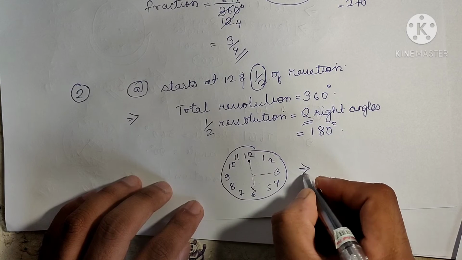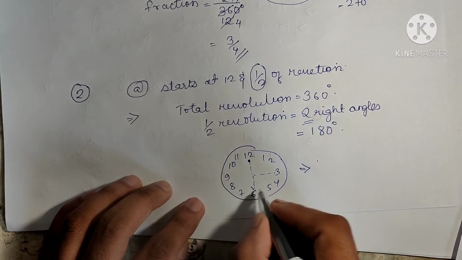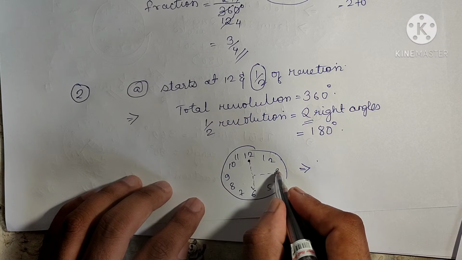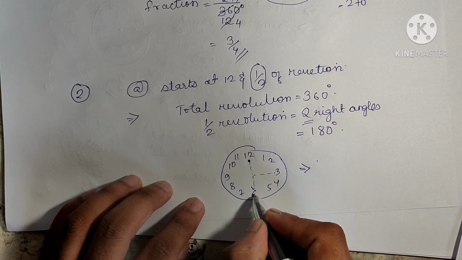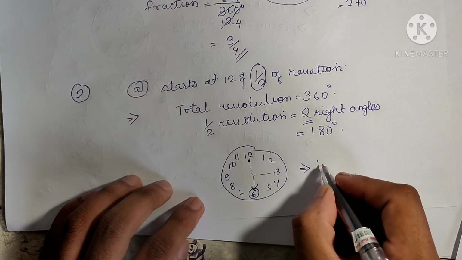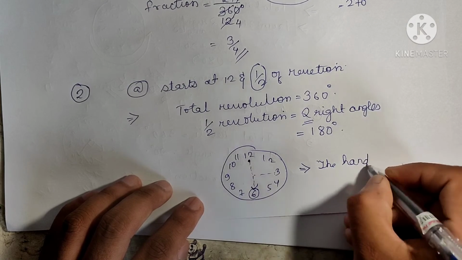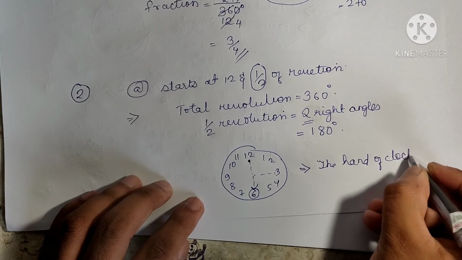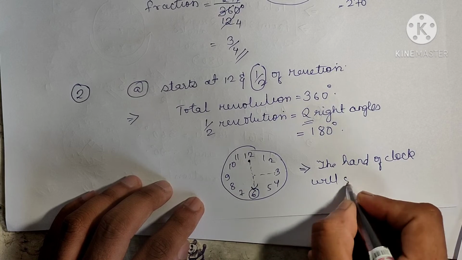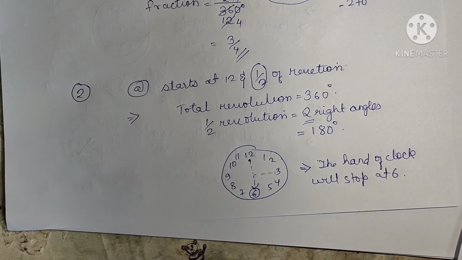So where will it stop? The hand of the clock will stop at 6, isn't it? From 12 to 3 is the first right angle, from 3 to 6 is the second right angle. So the hand of the clock will stop at 6. Therefore we will write, the hand of the clock will stop at 6. Okay, this is your answer. Very simple, isn't it? If you understand how the clock is starting.